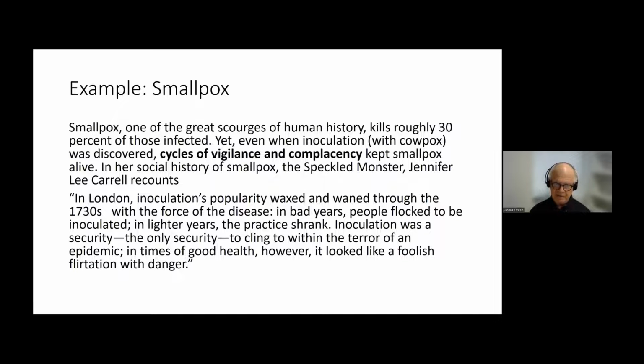Inoculation was a security, the only security to cling to within the terror of an epidemic. In times of good health, however, it looked like a foolish flirtation with danger. I mean, the vaccine is a live virus, it has side effects. And again, what she's saying is that when the fear of the disease exceeded the fear of the vaccine, inoculation increased. But this suppressed the disease, and now the fear of the vaccine exceeded the fear of the disease, and the thing came back because people stopped getting vaccinated.